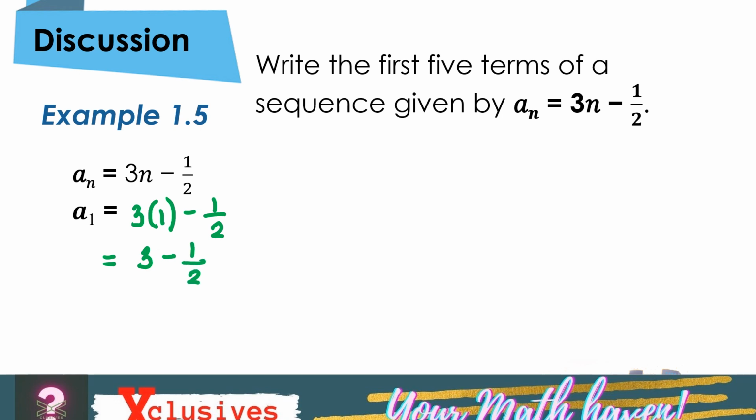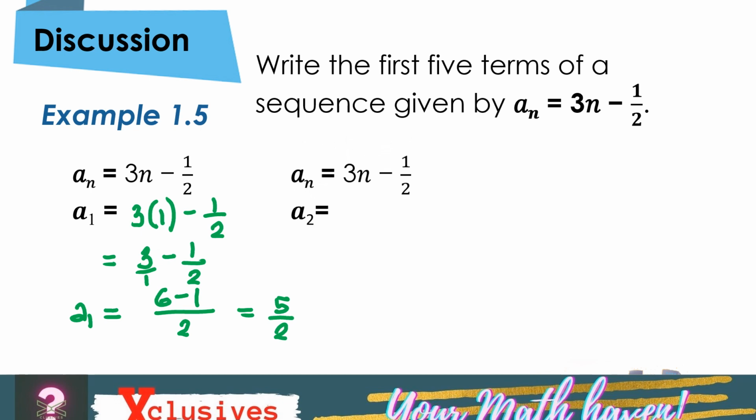You cannot directly subtract a whole number and a fraction, so you have to get first the LCD. In this case, that is 2. So 2 divided by imaginary 1 is 2 times 3 results to 6. Then you can copy directly minus 1. So here, 6 minus 1 is 5. Copy the denominator 2. So our first term here is 5 halves. Moving on to our second term.